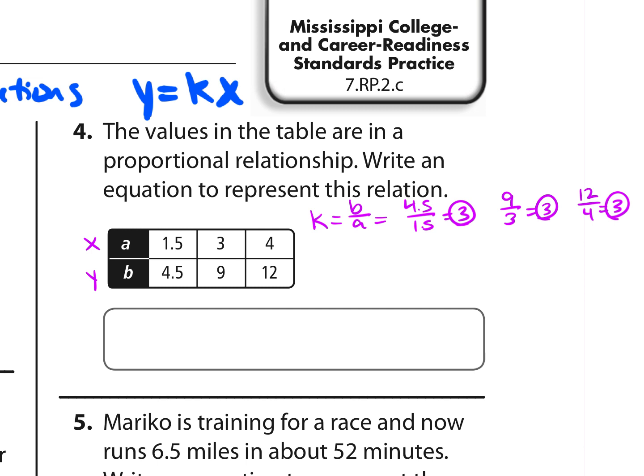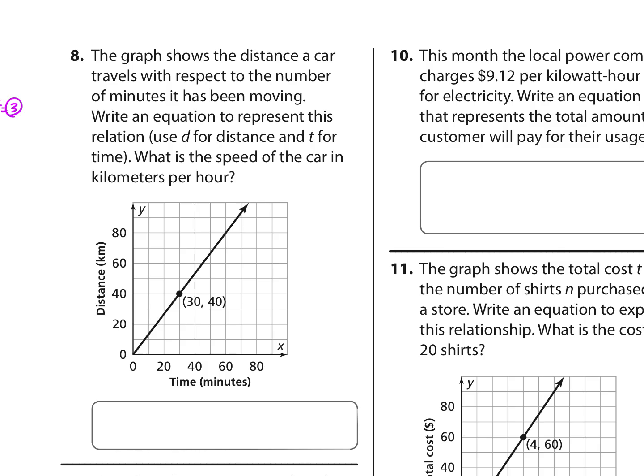So the equation, if we were thinking about y equals k times x, is y equals 3x, but in this case, it's b equals 3a. Number 8, the graph shows the distance a car travels with respect to the number of minutes it has been moving. Write an equation to represent this relation using d for distance and t for time. What is the speed of the car in kilometers per hour?